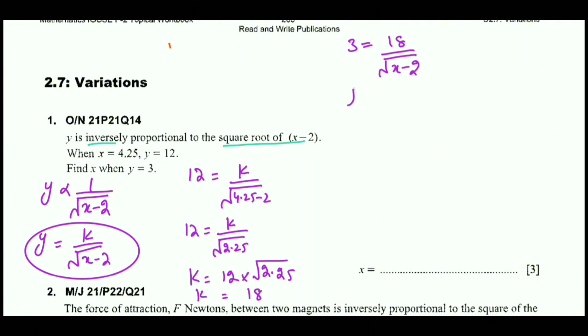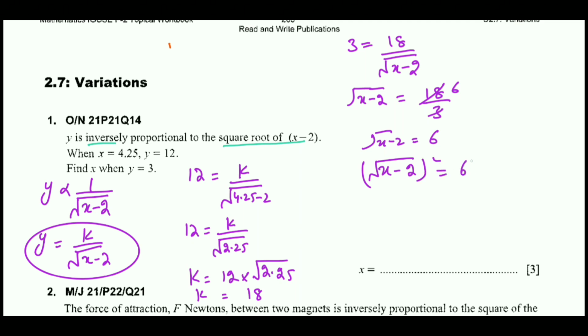So by cross multiplication, the square root of x minus 2 will be 18 over 3, which is 6. The square root of x minus 2 is equal to 6. We will take the square on both sides, so x minus 2 is equal to 6 squared, and the square and square root will cancel. x minus 2 is equal to 36. So x is equal to 36 plus 2. So x is equal to 38. So 38 is the final answer.